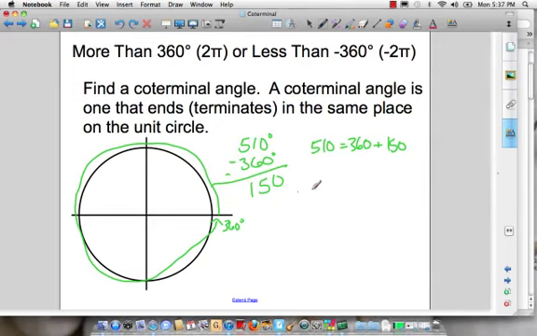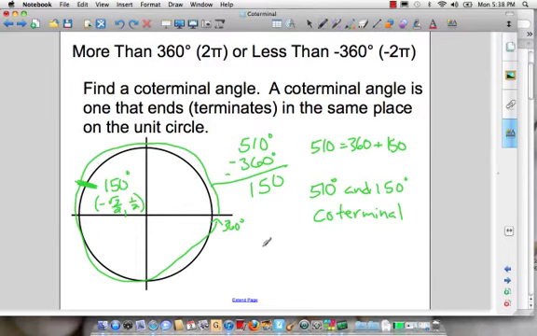So we would say that 510 and 150 degrees are what we call coterminal. And what that means is they'll have the same trig values. So 150 degrees is right here. So in order to find the sine, cosine, and tangent of 510 degrees, we just use the coordinates of 150 degrees, which are negative root 3 over 2, comma 1/2.